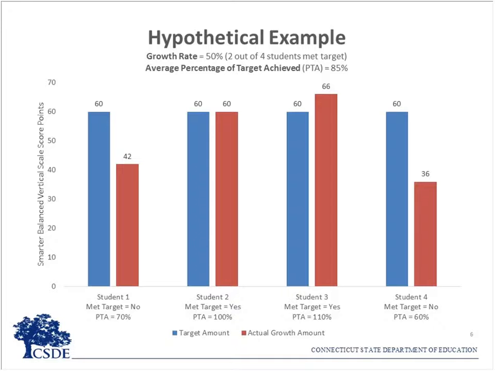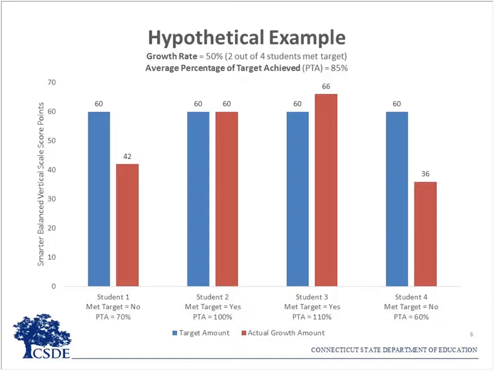Now let's look at each student at a time here. Student 1, if that student from one grade to the next grows 42 scale score points, we would say that the student did not meet the target because they didn't achieve 60 points, but because the student gained 42 points out of the 60, we say that the percentage of target achieved is 70% for that particular student. So they didn't get all the way there, but they got 70% of the way there. So we want to recognize that growth that was achieved.